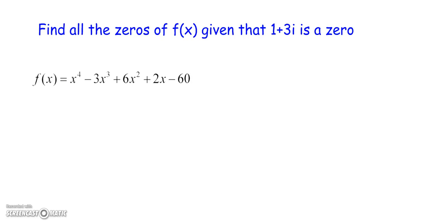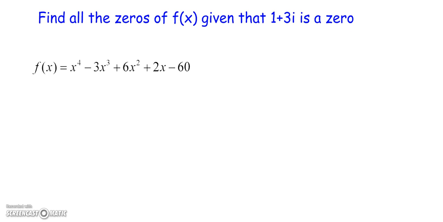Okay, last one for the day. This one's going to be a tricky one, summing up everything we've done. Find all the zeros of f of x given that 1 plus 3i is a 0. If 1 plus 3i is a 0, what else must be a 0? What did we learn today? Hopefully we learned that 1 minus 3i must also be a 0.